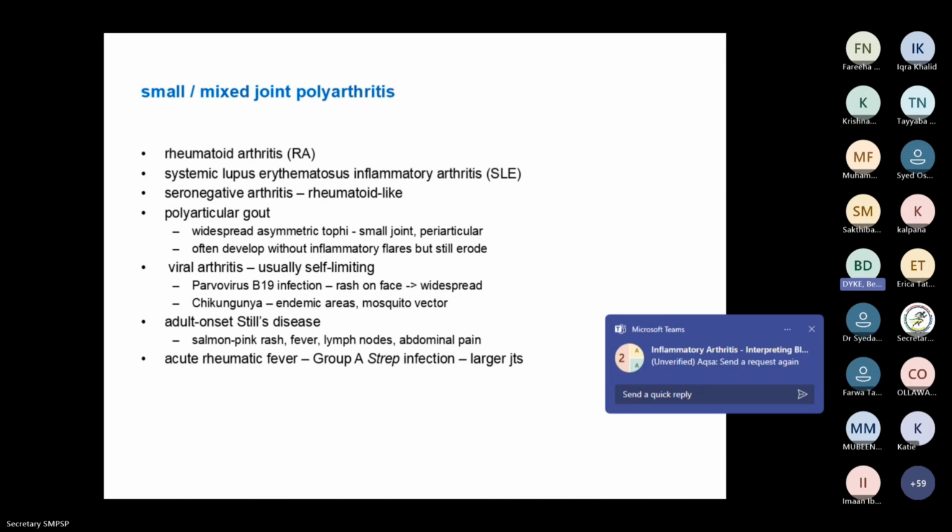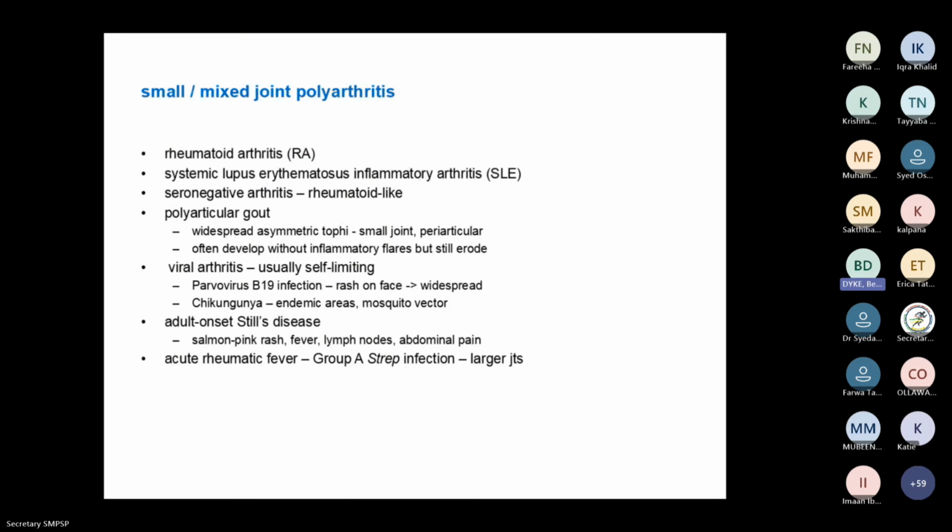Now, one of the conditions that we see much more rarely, but is definitely worth considering in this category, is adult onset Still's disease, which is an autoinflammatory syndrome and has a very characteristic salmon pink rash, which I showed a picture of, as well as fever, very prominent lymph node swelling and abdominal pain as well. Sometimes the chest can also be affected. This isn't something we see much in the UK, but acute rheumatic fever is certainly worth thinking about in this context as well. Next slide, please.